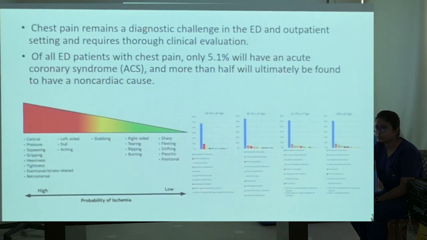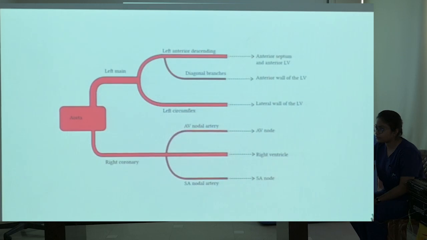The other important clinical implication of knowing this is that complete heart blocks and arrhythmias are more likely to be associated with which territory? Look at the diagram: arrhythmias, heart blocks, the AV node and SA node artery. So it is the right coronary artery, which means it will most likely be associated with the inferior wall.